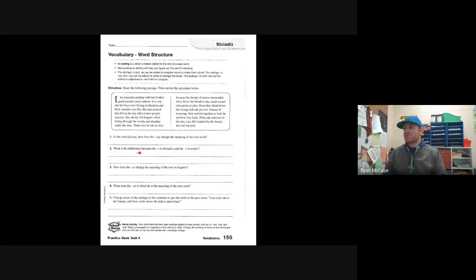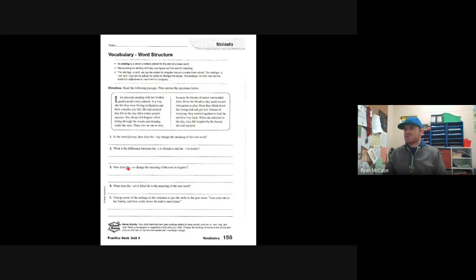The next one you have here is, what is the difference between the S in blunders and the S in makes? Now, I can't explain that to you right now because you're going to have to read this blurb, but it should tell you within here if you read the word blunders and makes. They're not going to be right next to each other, but they are in here.